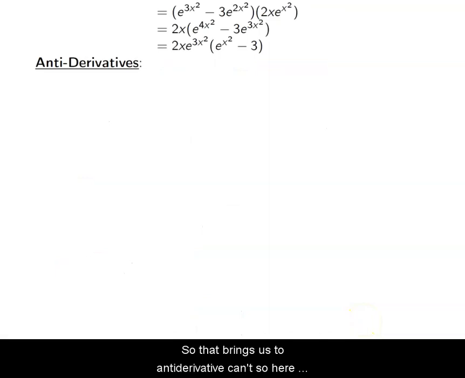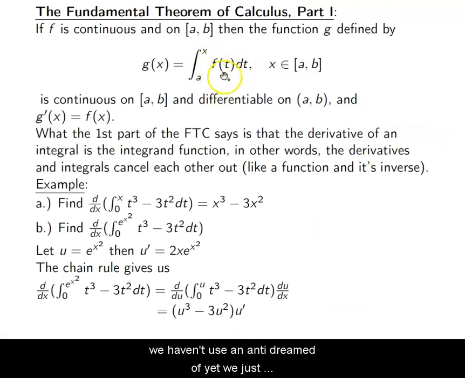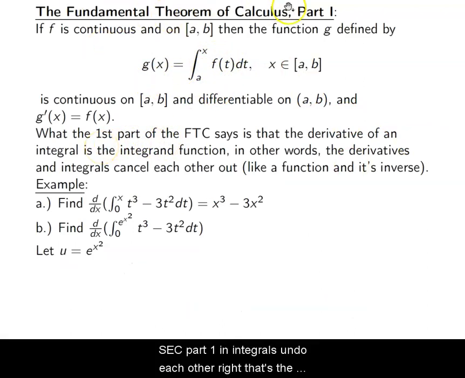So that brings us to antiderivatives. Okay, so here we haven't used an antiderivative yet. We just understand from FTC part 1, the fundamental theorem of calculus, that derivatives and integrals undo each other, right? That's the mathematical relationship, which is kind of strange if you think about it, because derivatives are rate of change and integrals are area under the curve. So there is a relationship there, right, between instantaneous rate of change and the area under a curve.